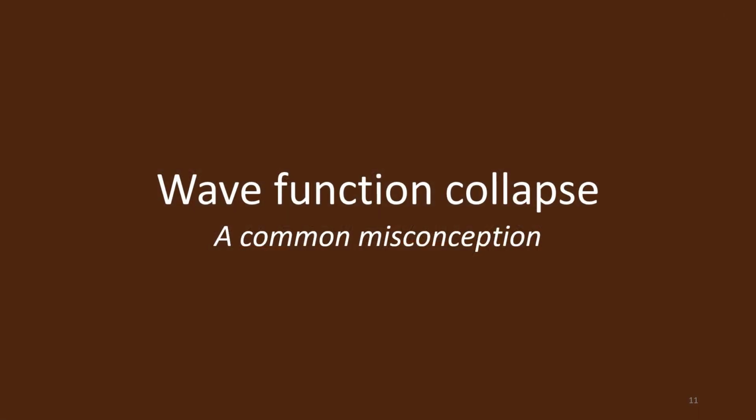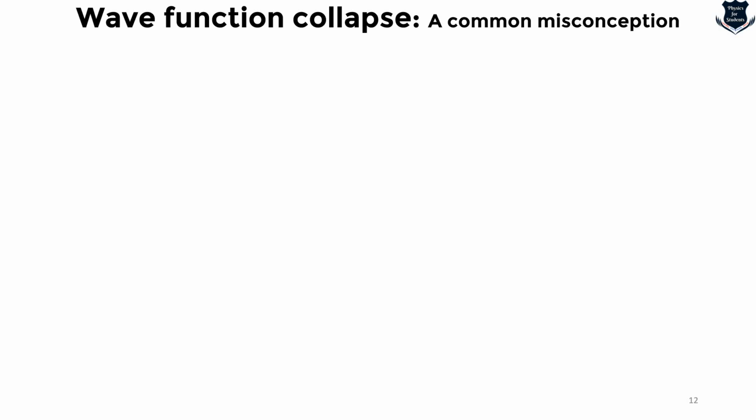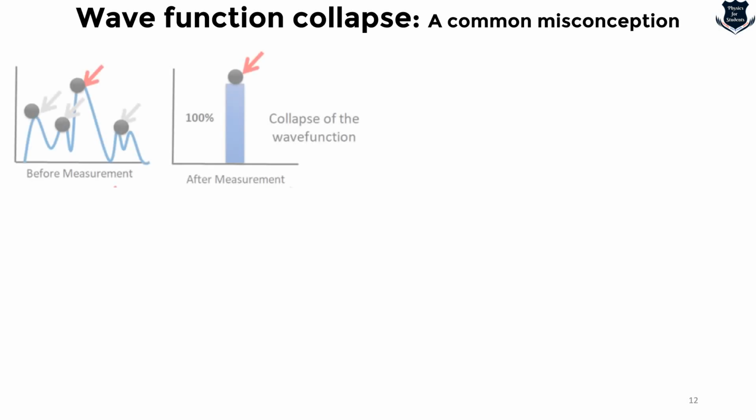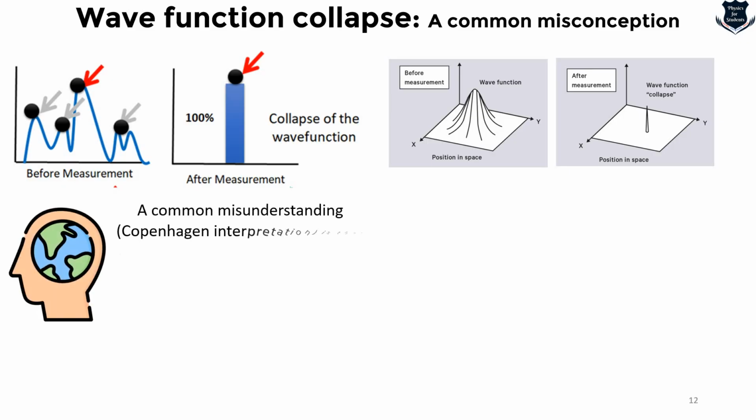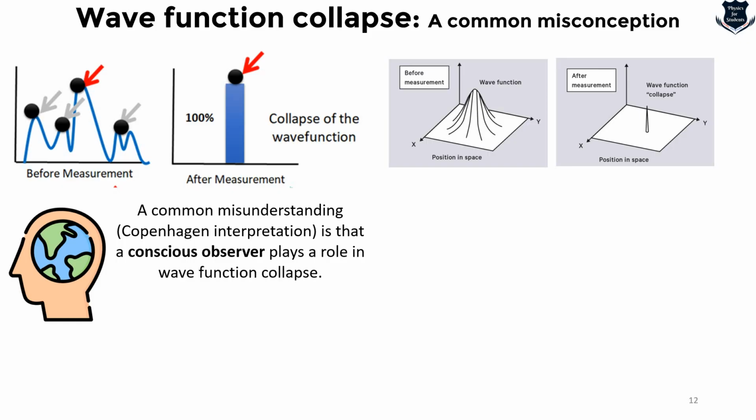And this brings us to the next part of our very important understanding, what is called a wave function collapse. This is a very common misconception among students and those who have just started to learn quantum physics. There's a common misunderstanding, influenced by the Copenhagen interpretation of quantum mechanics, that there is a conscious observer who plays a role in the collapse of the wave function. So these two images are the same one. It actually denotes the wave function. So now you can see that this is the common misconception, that there is a conscious observer who is responsible for the wave function.